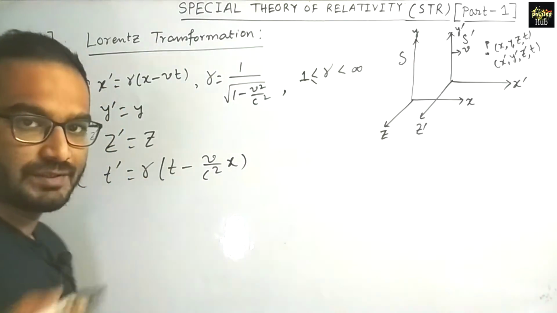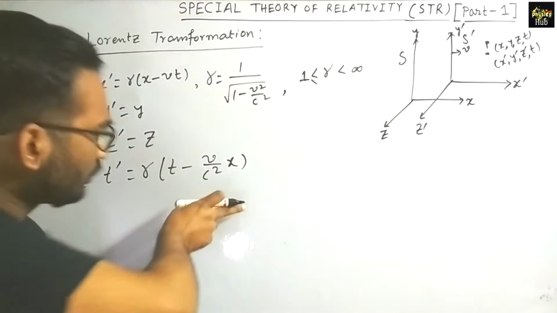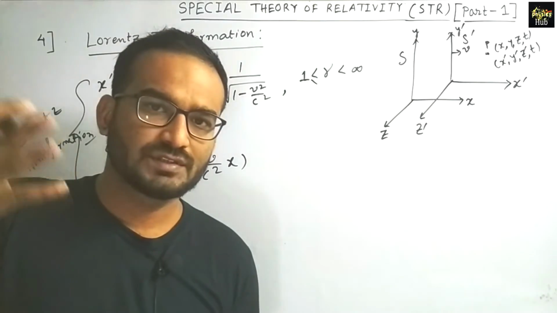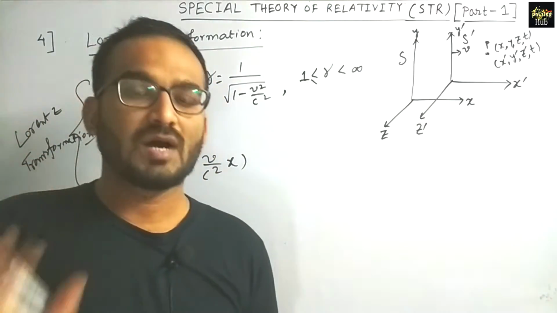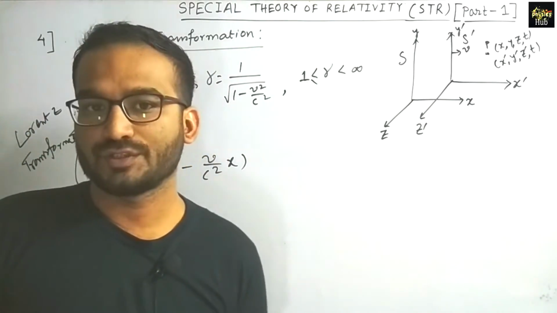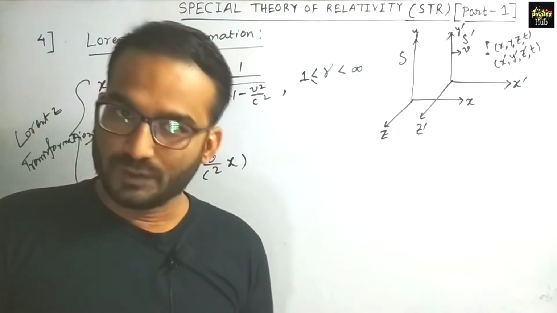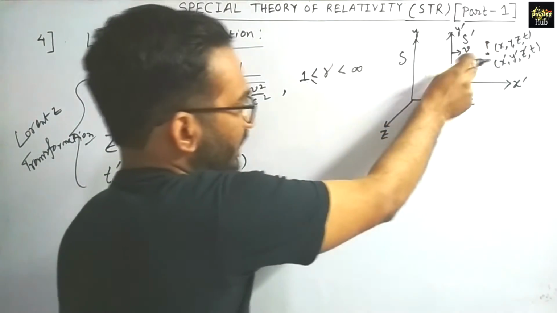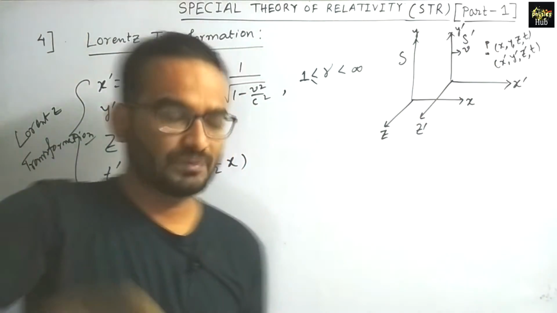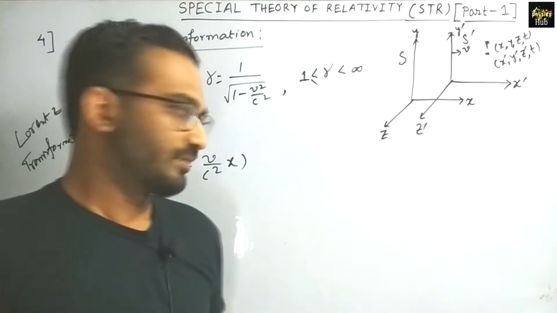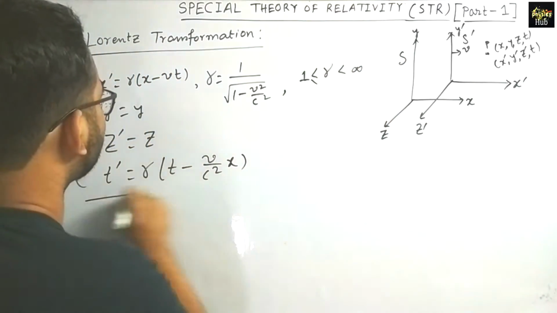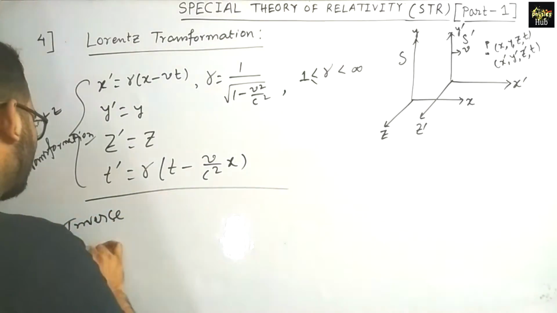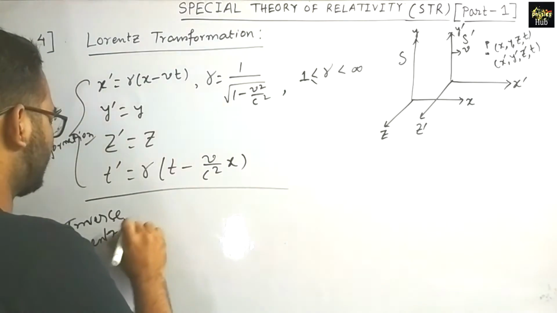Now as you have seen in case of Galilean transformation, it will also correspond to some inverse Lorentz transformation. Any kind of Lorentz transformation must have its inverse transformation, otherwise you cannot call it a Lorentz transformation. So this Lorentz transformation is given when the primed frame is moving along the x-axis with respect to the unprimed frame. Now what about the inverse Lorentz transformation?